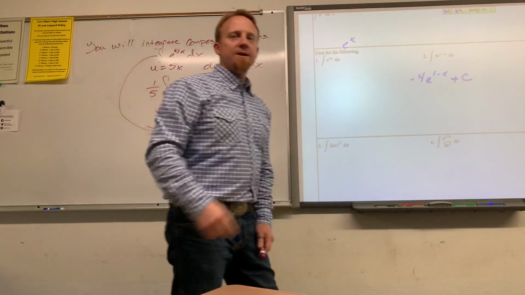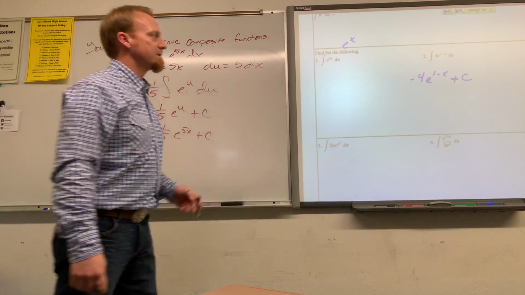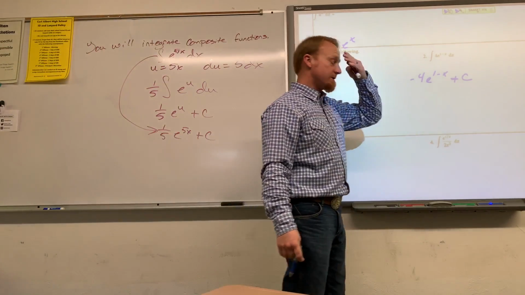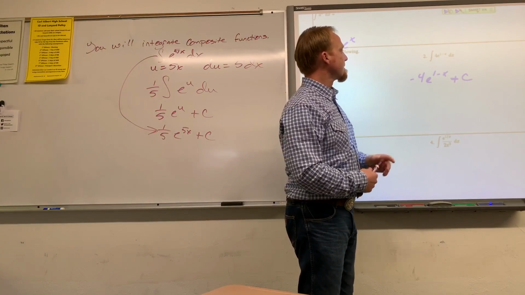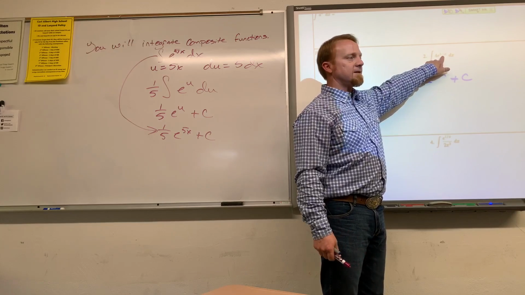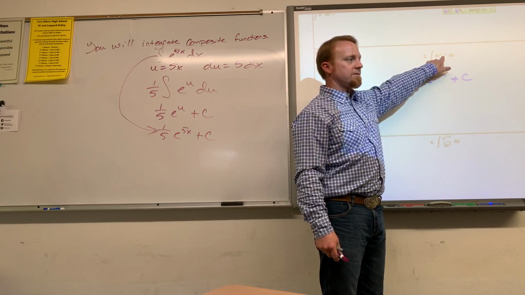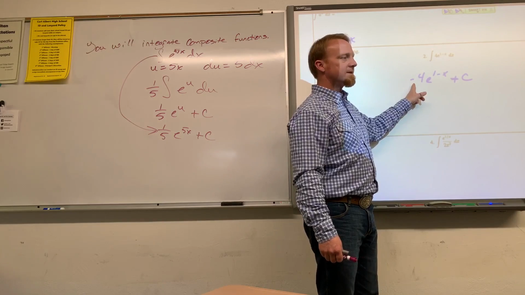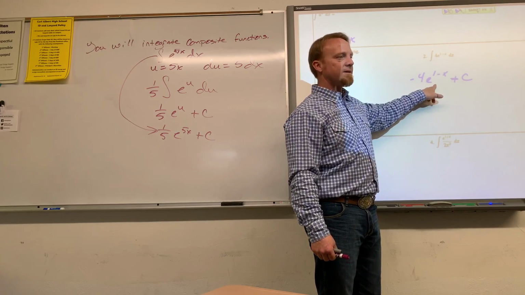All right, so Mallory did number 2 in her head. Tell us how you did number 2 in your head, Mallory. Well, I knew 4 was going to have to be out there, and then divide by the derivative of 1 minus x, which is -1. So I need a -1. That'd be -4. And then I just have the same e to the inside.